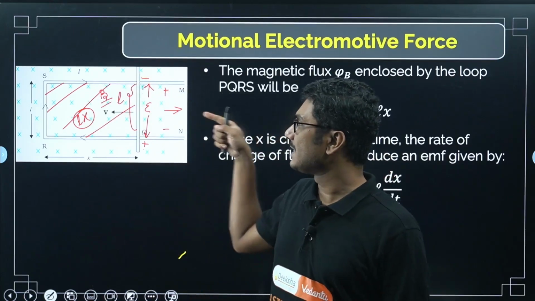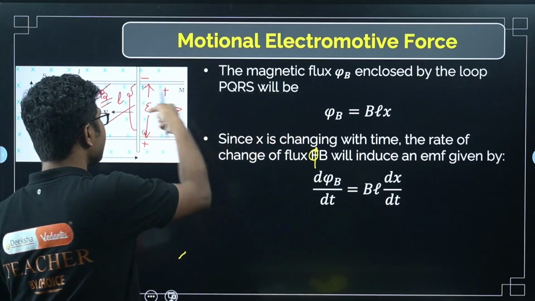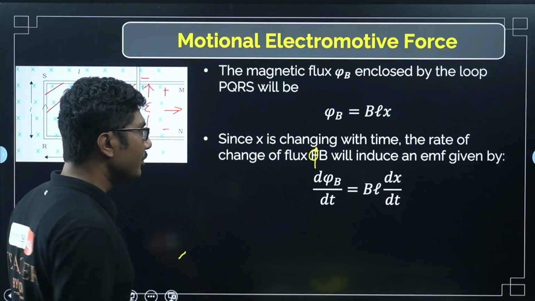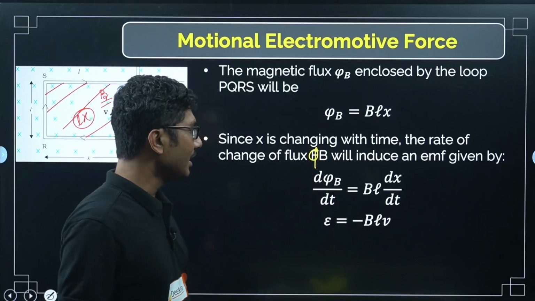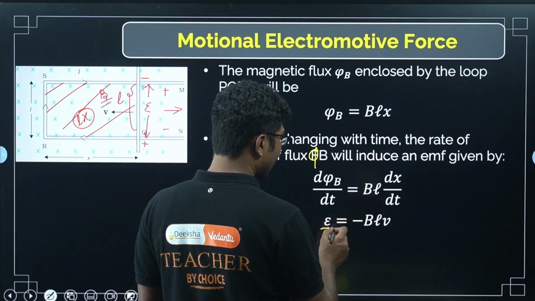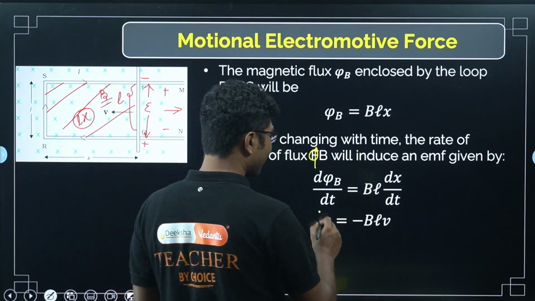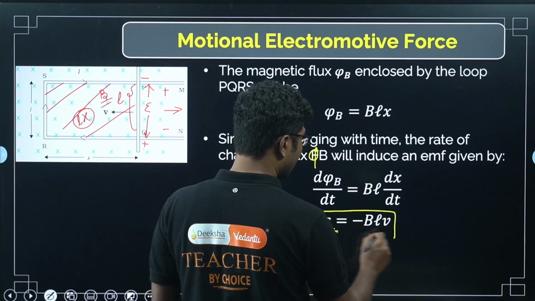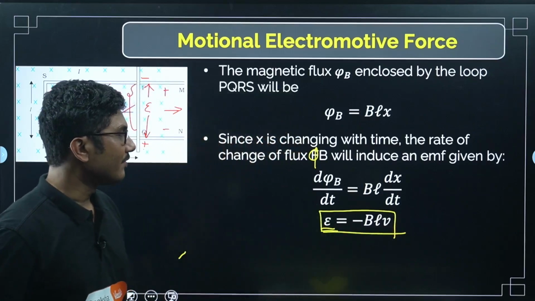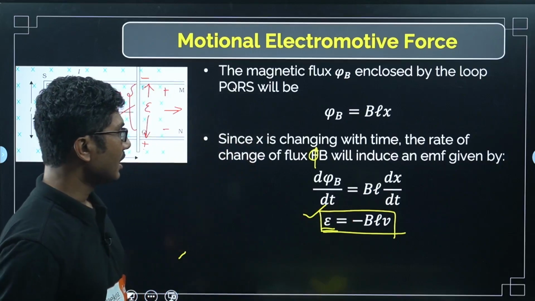Now what is dx by dt? Dx by dt is nothing but the velocity of the rod with which it is moving. We know that dx by dt is velocity, so we can write the induced EMF epsilon naught directly as BVL or BLV. Whichever way you can remember, this formula is very important. Many a time similar questions come from this topic.